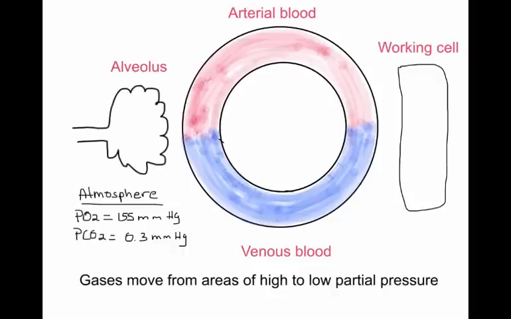Now, these partial pressures are not the same in your alveolar space. The partial pressure of oxygen in your alveoli is only about 100 millimeters of mercury. And I'm going to leave off the millimeters of mercury on the rest of these for simplicity, but keep in mind these units, millimeters of mercury, are the same throughout this diagram. And the partial pressure of CO2 in your alveolar space is typically about 40 millimeters of mercury.